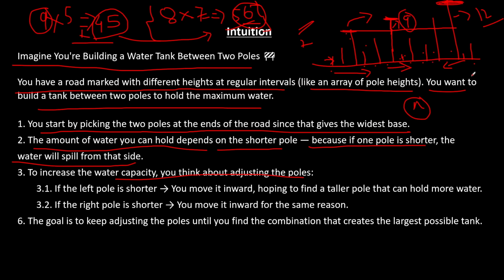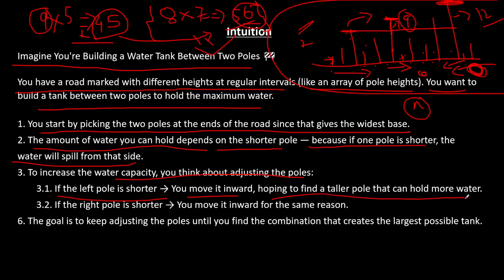Now there could be another case in which the right hand side pole could be smaller compared to the left hand side pole. So what will we think? We will think of moving this to the left hand side. So this same scenario may rise up again, right? So this could be our intuition to work upon. As I've written, if the pole is shorter, you move it inward, hoping to find a taller pole that can hold more water, right? If the pole is shorter, you move it inward for the same reason again, from both left and right. Our goal is to keep adjusting the pole until we find a combination that creates the largest possible tank.